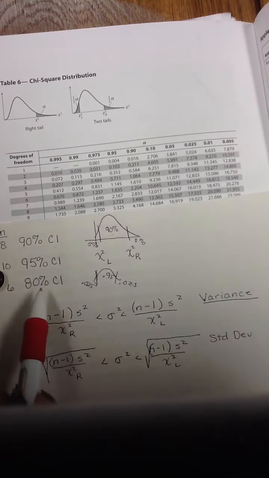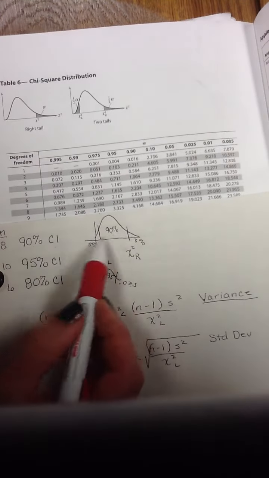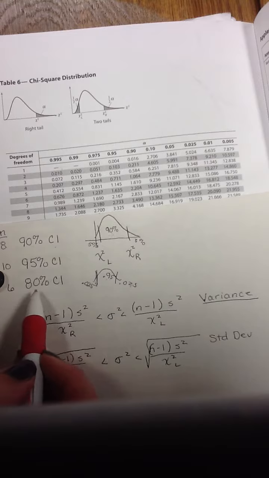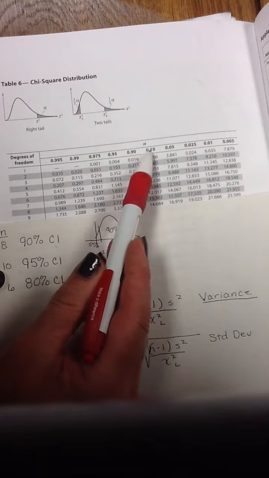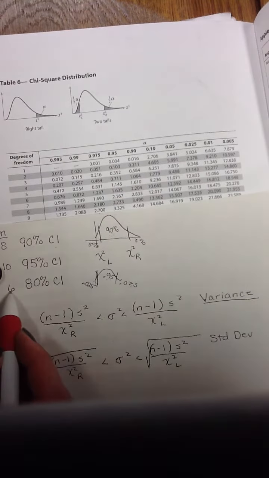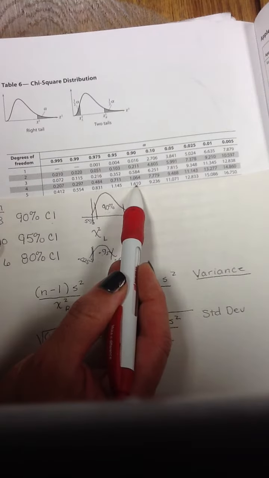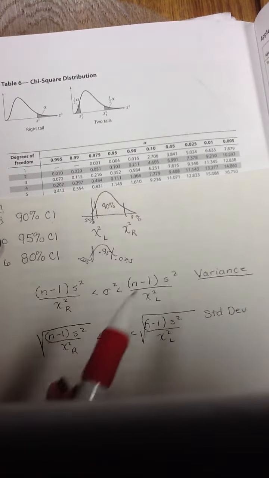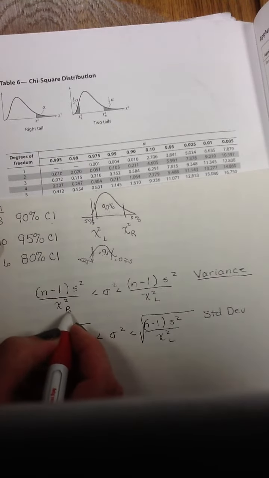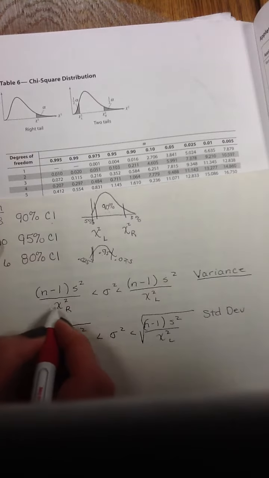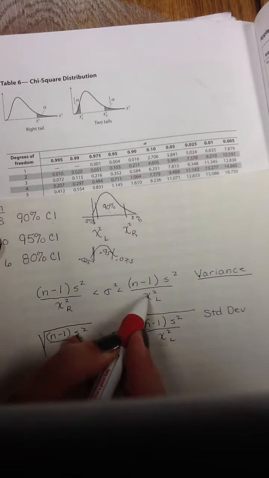For n is 6 and 80%, that means we have 20% split between the wings, and so 10% on each side. So that would leave me a 0.9 and a 0.1. So for n is 6, I'd have 5 degrees of freedom, and I would have 1.61 and 9.236. When you're putting these into the formulas, note that your chi-square right actually goes on this side, and your chi-square left goes on this side.